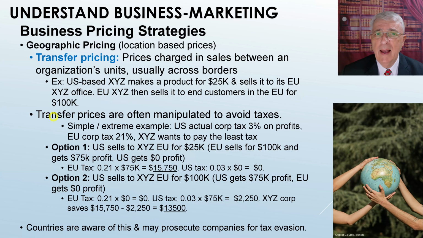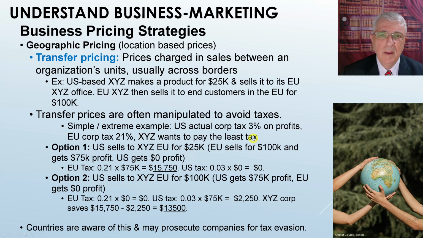Now you may say, how do you set transfer prices between two units? It doesn't really matter, does it? Because it's all one big entity. Well, no. Transfer prices are often manipulated to avoid taxes, and this can be very important. There are simple and extreme examples, and I'll give you one of each. The U.S. actual corporation tax is about 3% on profits. That's not the stated, that's the actual. EU corporate tax, I've heard the average nowadays is about 21%.